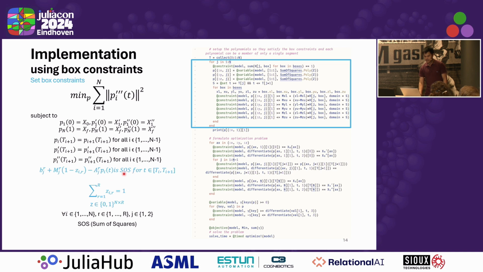This part here, SOS, stands for sum of squares. We take a polynomial, we square it, and what that gives us is a polynomial space, and that is a convex cone. Basically, we need to do that in order to make the problem convex. This Z is making sure that we enforce the mutual exclusiveness of assigning trajectories to safe regions. That can take only values 0 or 1, and that is the n by r data structure.